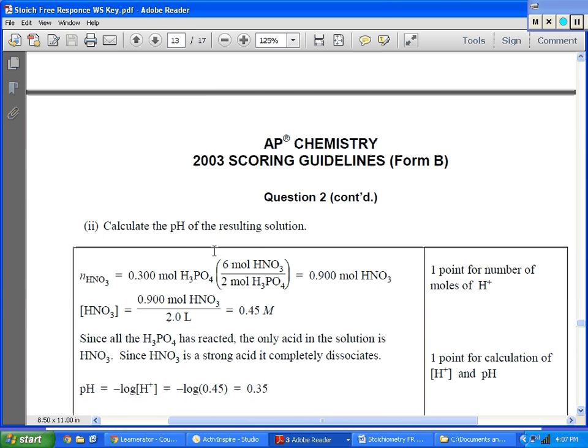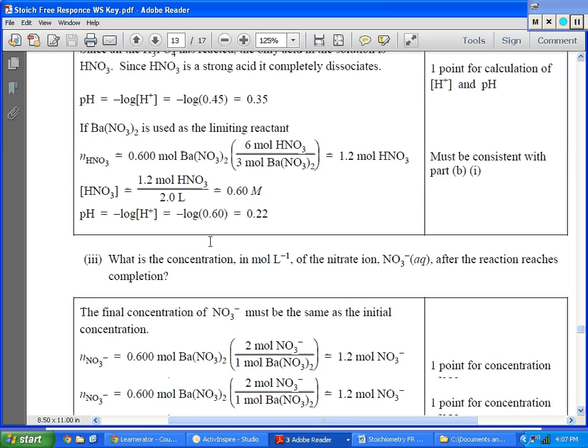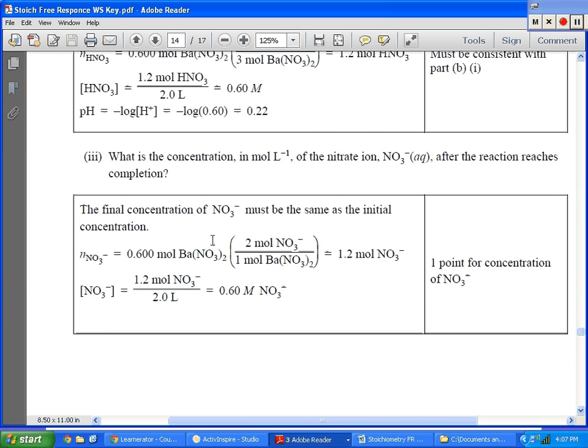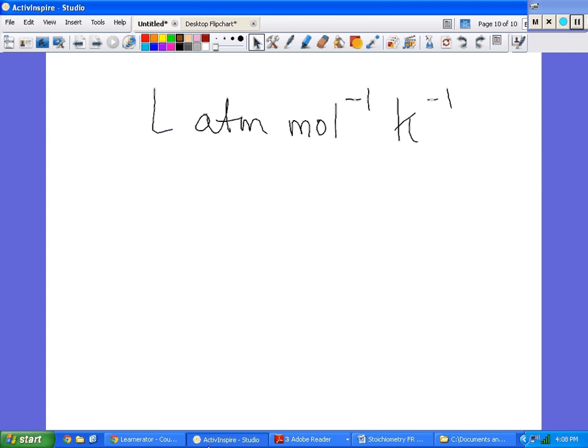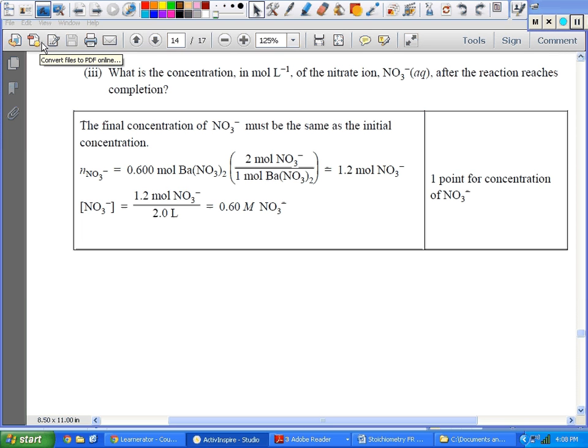All right, here's what I want you to look at. This is the question. Notice what they've done. Please pay attention. It's not difficult. Don't let it confuse you. They've asked for the concentration. I need to pull this back up. They've asked for the concentration in moles per liter of the nitrate ion. Notice what it says, though. Please pay careful attention. It's the nitrate ion when? After the reaction reaches completion.